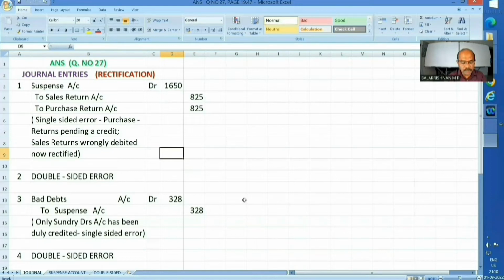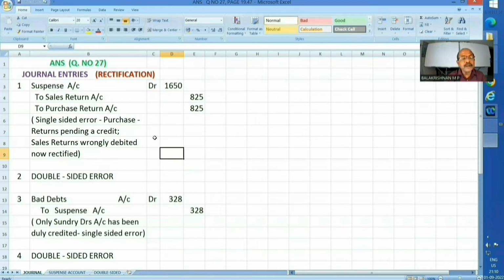Item number 1, rupees 825, the total of purchase return book has been posted to the debit of sales return book. Well, the answer is suspense account debtor 1,650 to sales return account 825 to purchase return account 825. Explanation is like this. Purchase return account is opposite of purchase account. So it needs to be essentially credited.